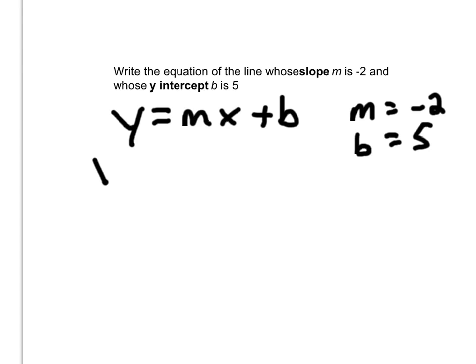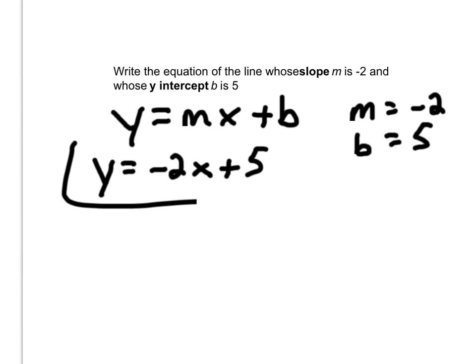Well, I don't know my y's. My m is -2 times x plus, and my b is 5. And I'm done. Okay, so the equation of that line is y equals -2x plus 5. About as easy of an example as you can possibly get. Alright, let's move on to some more difficult ones.